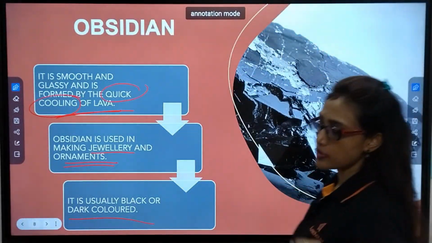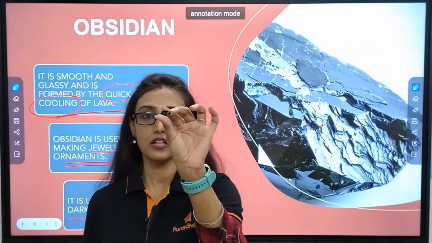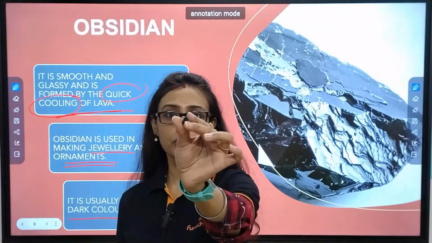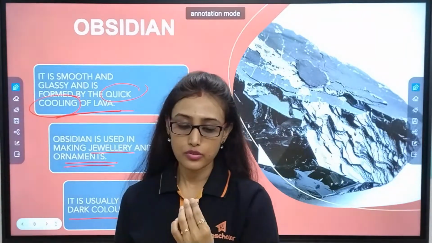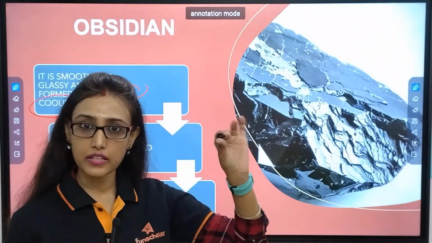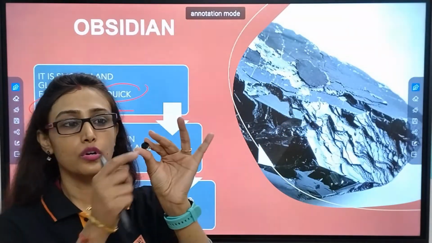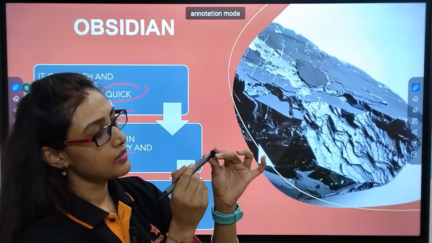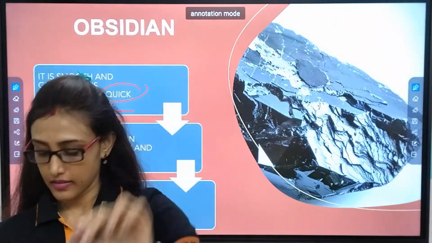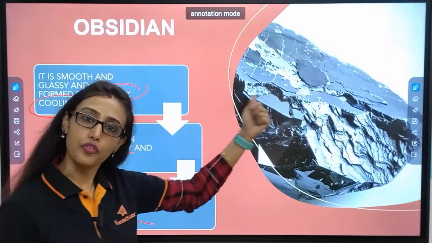Why is it used for jewelry? Because of its shiny texture. See how shiny it is. Such a beautiful black stone it is. So that is why it is used, and it is cut according to the need. Because of these layers, it can be cut into, see, this has so many surfaces. That is why it is shining, and this is the reason why obsidian is used for jewelry.